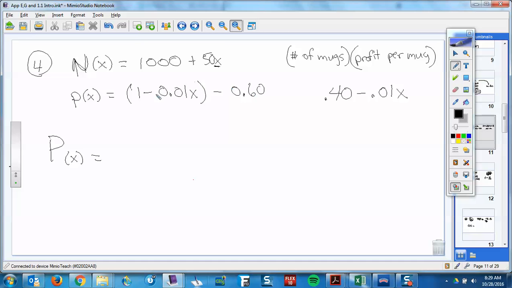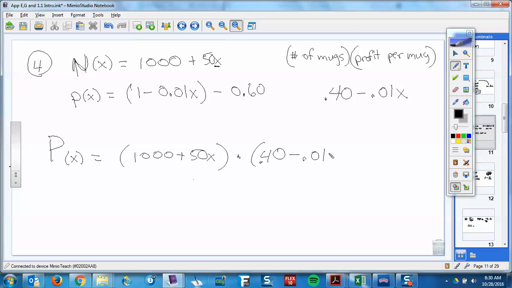Okay, so this is the profit. So $1 minus the price reduction, so that's what we'd sell it for, 99, 98, whatever, minus the 60 it costs us, profit on 1 mug. So what's the total profit? Those two multiplied together. So that one times, I'm going to write this one.